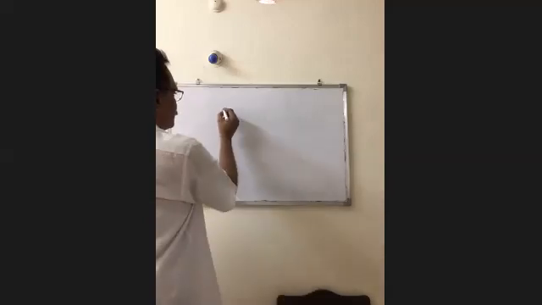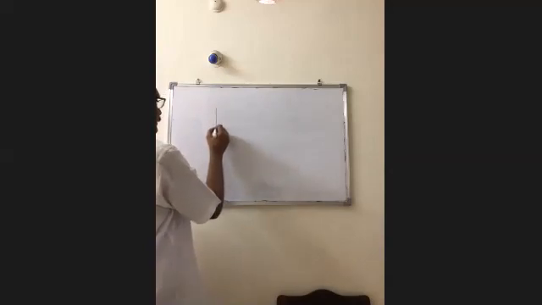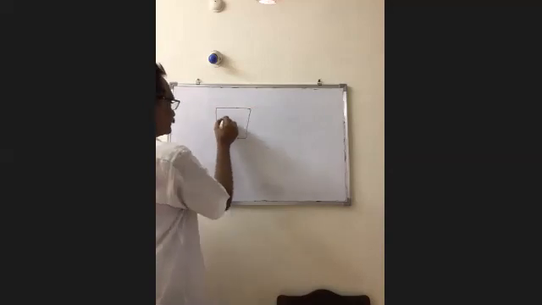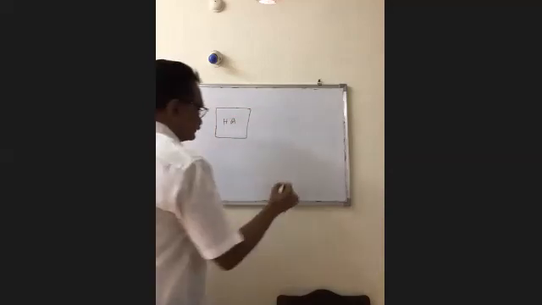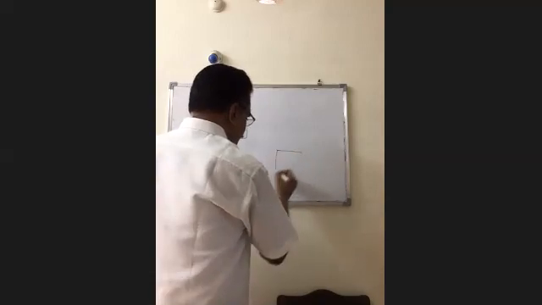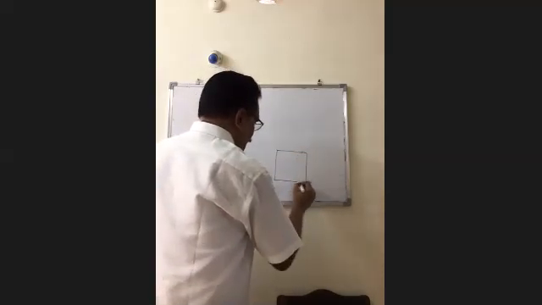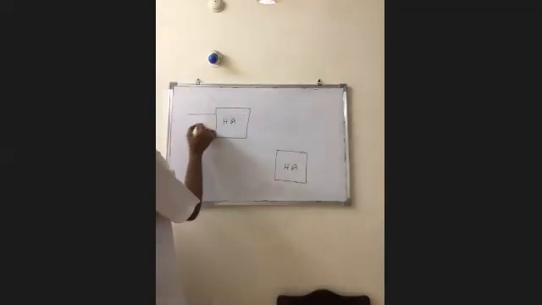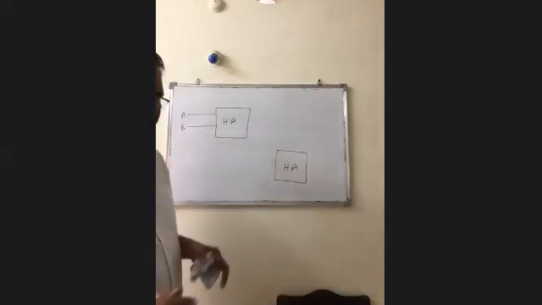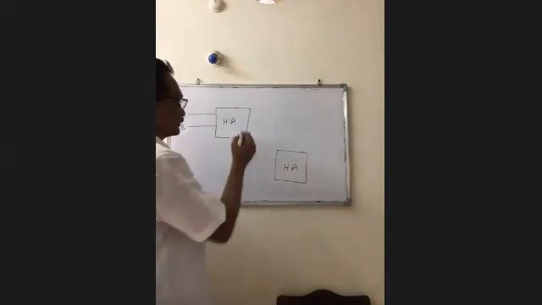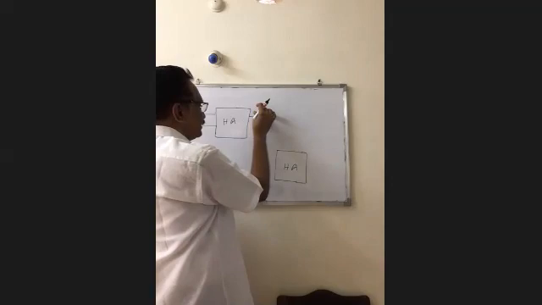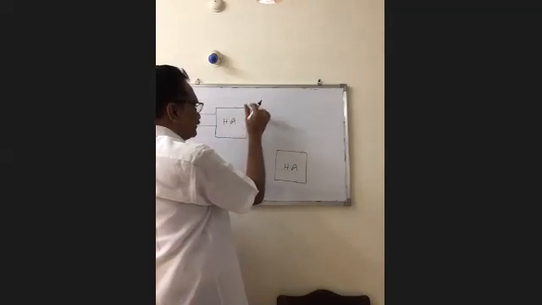Let us assume this is the first half adder, and this is the second half adder. For the first half adder, the inputs are A and B. If the inputs are A and B, what are its outputs? The carry output is the intermediate carry, and it is equal to A into B.